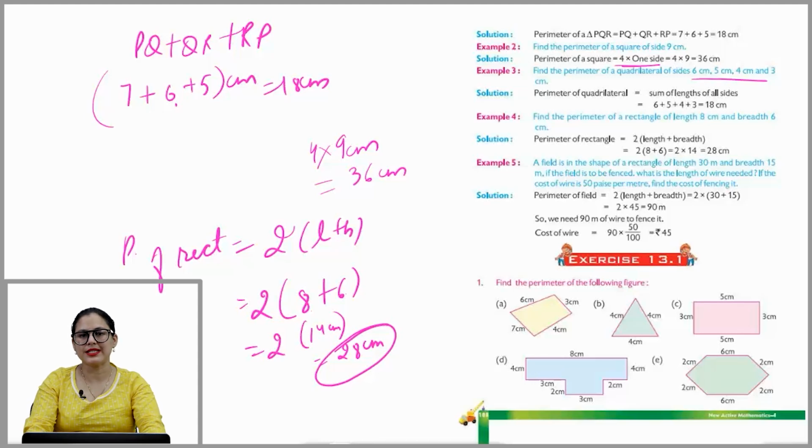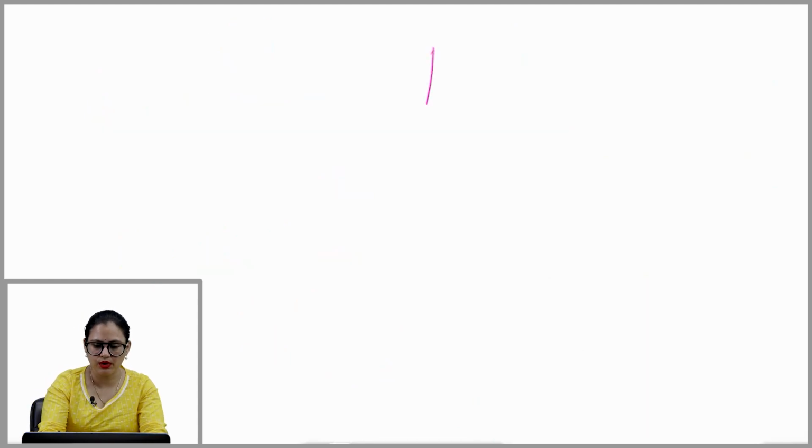Example 5, a field is in the shape of a rectangle of length 30 meter and breadth 15 meter. If the field is to be fenced, what is the length of wire needed? If the cost of wire is 50 paise per meter, find the cost of fencing it. Okay. So there is a field which is rectangular in shape.